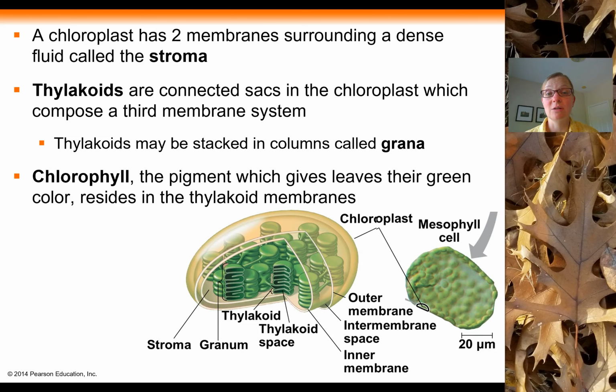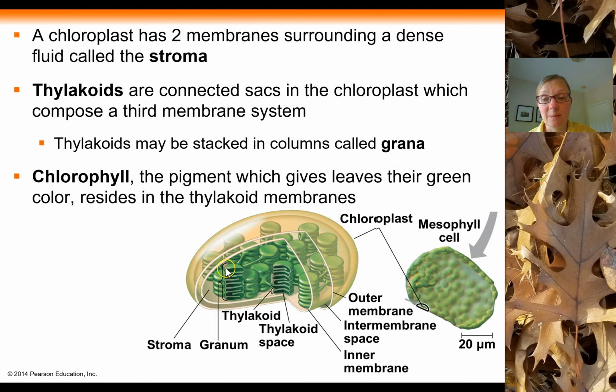Stroma is the fluid in the chloroplast, whereas the stomata are those pores on the undersides of leaves that help with gas exchange. Now, in the stroma, or surrounded by the stroma, are the thylakoids. This is technically that third set of membranes that are found in the chloroplast.